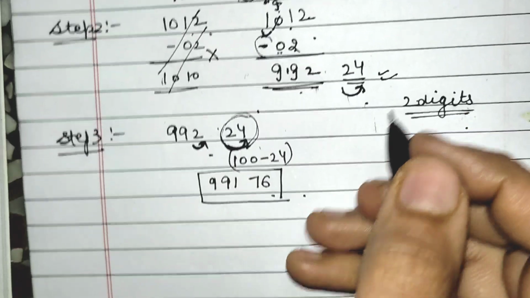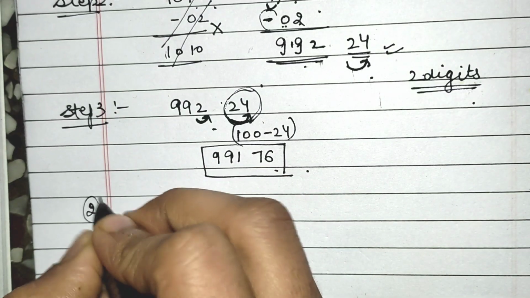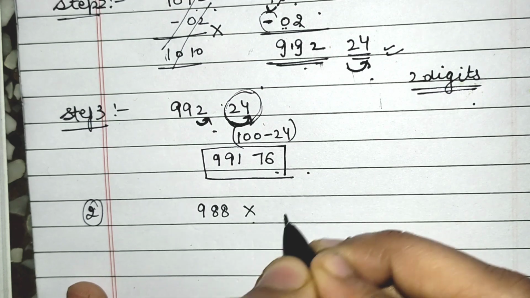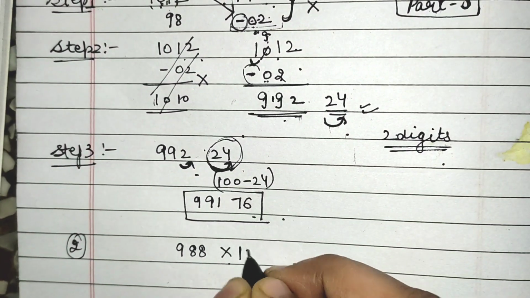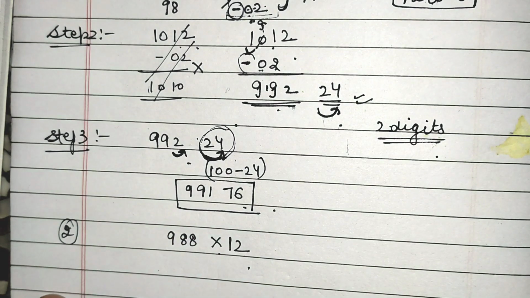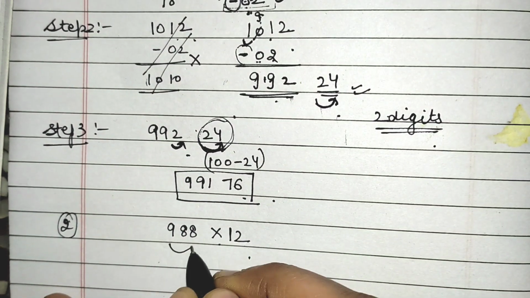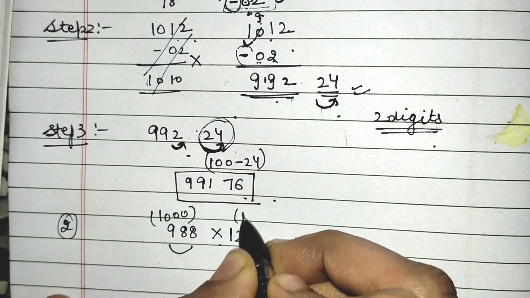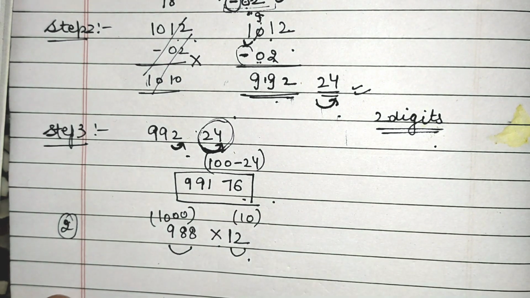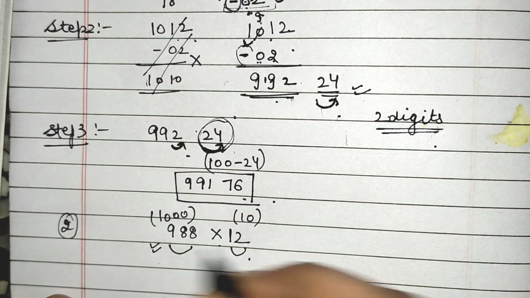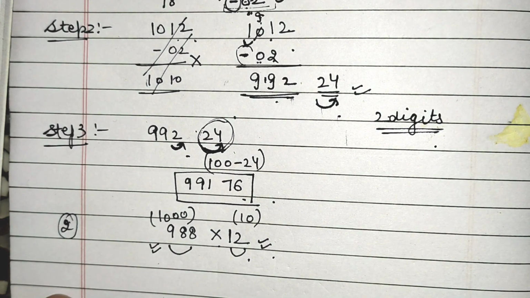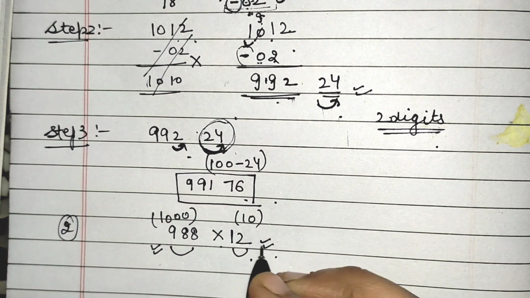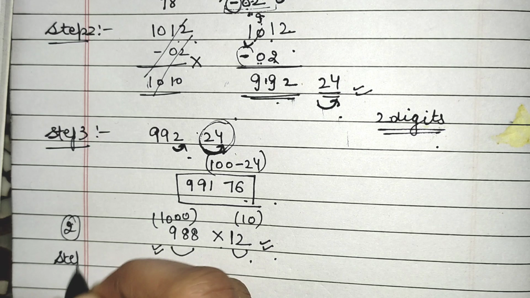Let's take another example, which is 988 into 12. Again, both the values have different bases: this is having a base of 1000 and this is having a base of 10, and one value is below the base and one value is above the base. So how do we solve these kinds of questions? Do the steps as I have explained earlier.